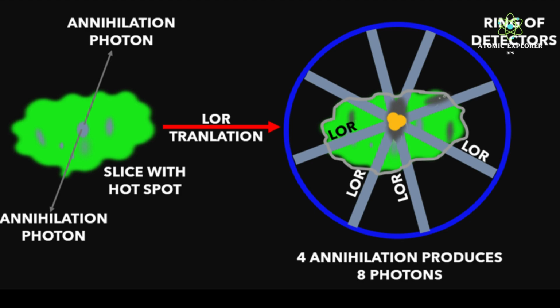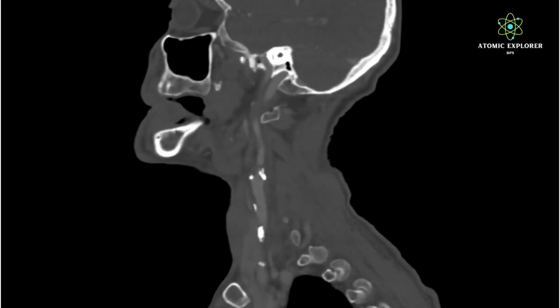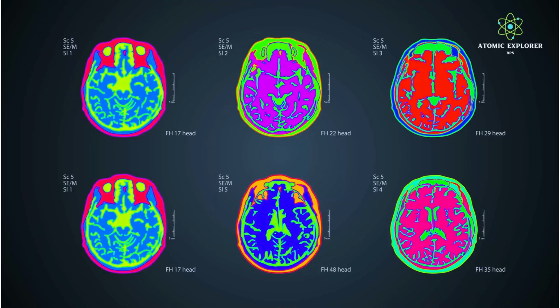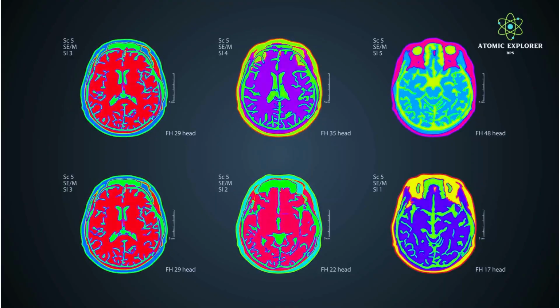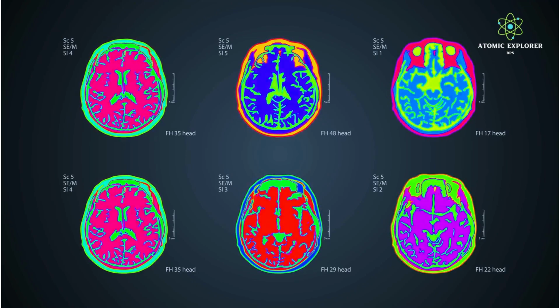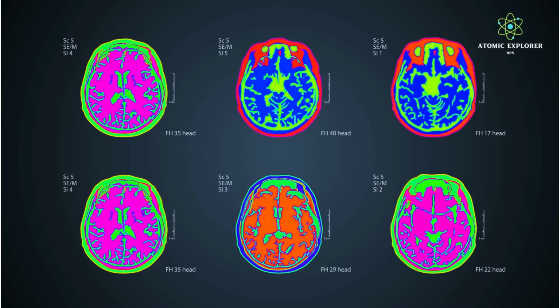On the right, we see that photons are detected by a ring of detectors. Each pair of detected photons forms a line of response, LOR, indicating where the annihilation process has occurred. So, by collecting data from multiple lines of response, the PET scanner constructs a detailed image of the tissue. This process helps doctors to visualize metabolic activity and diagnose medical conditions quite precisely and accurately.